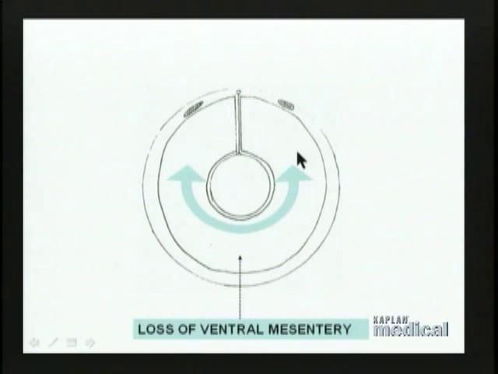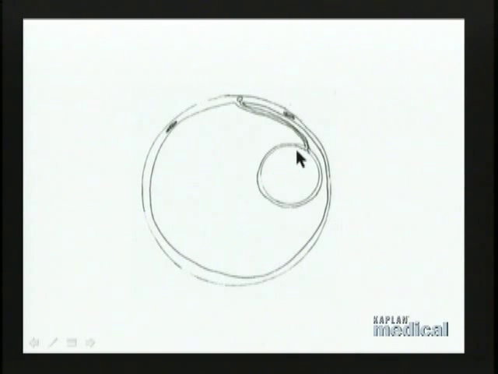Nothing else is really going to change. So we'll go from something that looks like that to something that looks like that. All that has happened is that the gut tube has moved over to the side. The dorsal mesentery has, of course, come with it. The blood supply is still running within that dorsal mesentery.